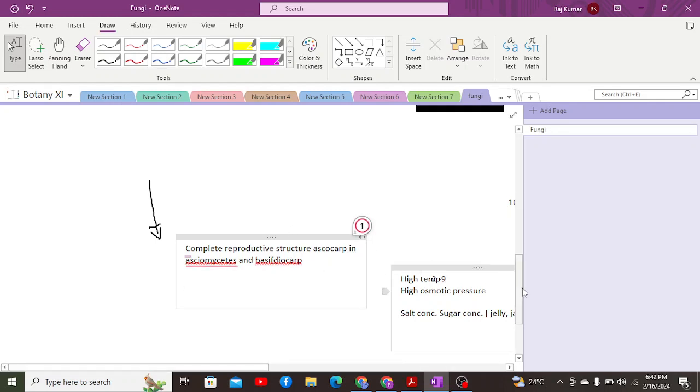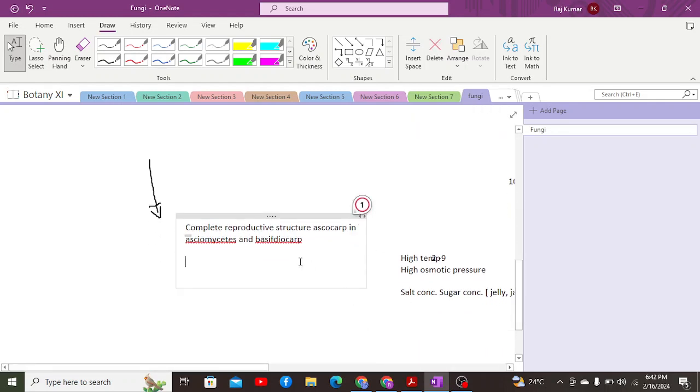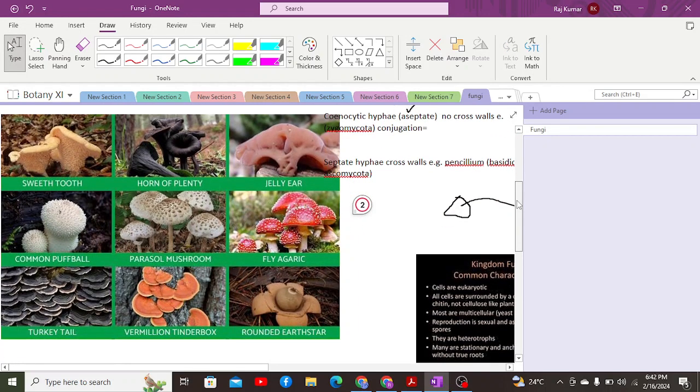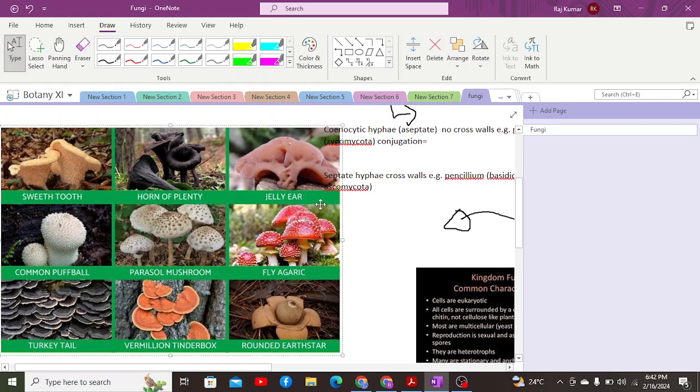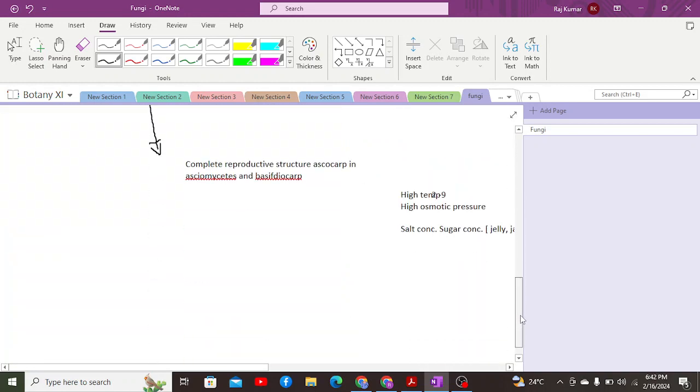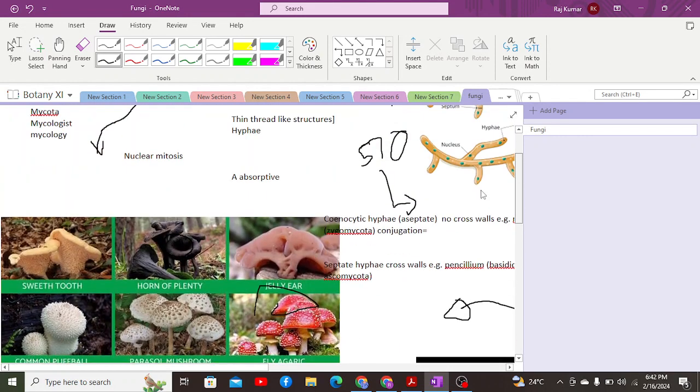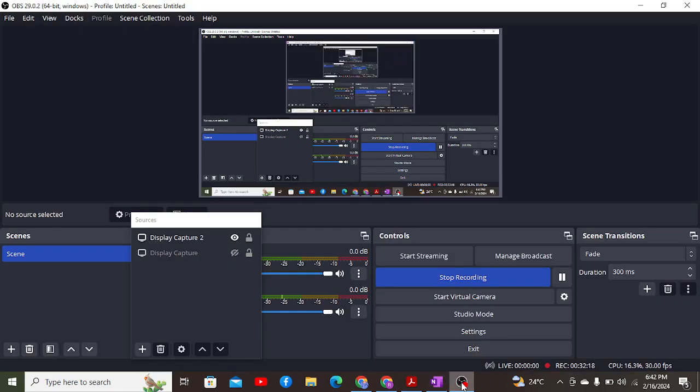And as you can see in the mushroom, this structure is developed in mushrooms as well as in other types of fungi. As you can see in the diagram, these are the ascocarps and basidiocarps. When we come to classification, we'll discuss that in detail. These are some basic points. Hopefully, we'll meet again in another video.